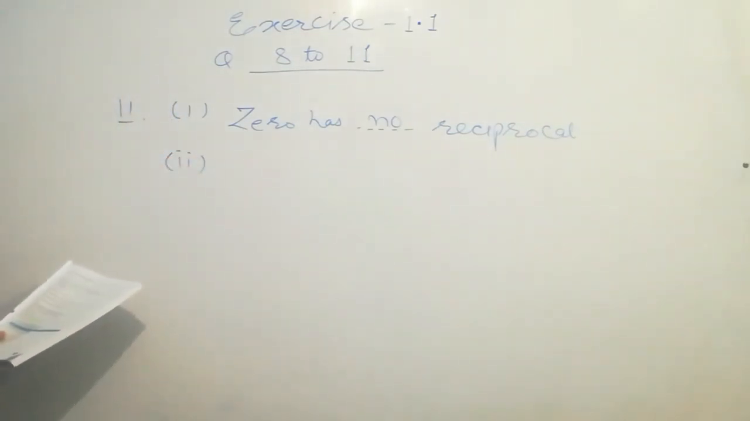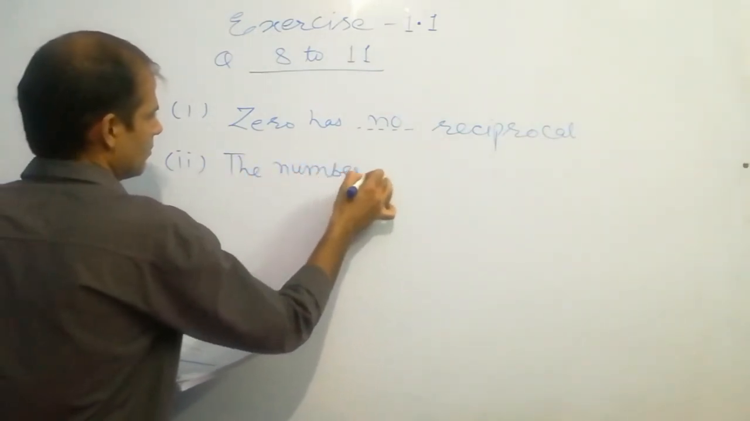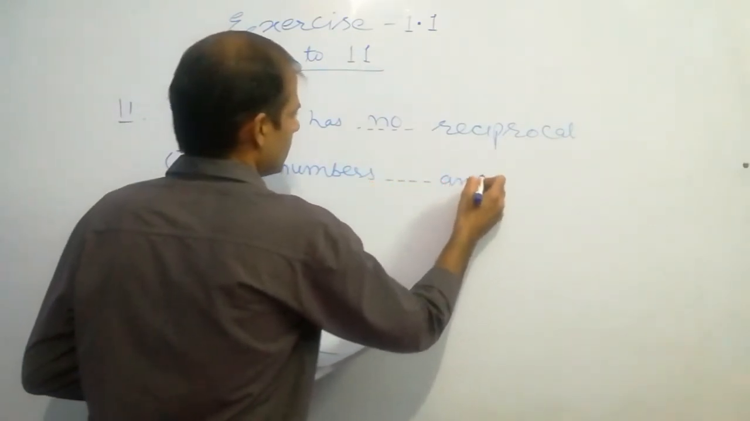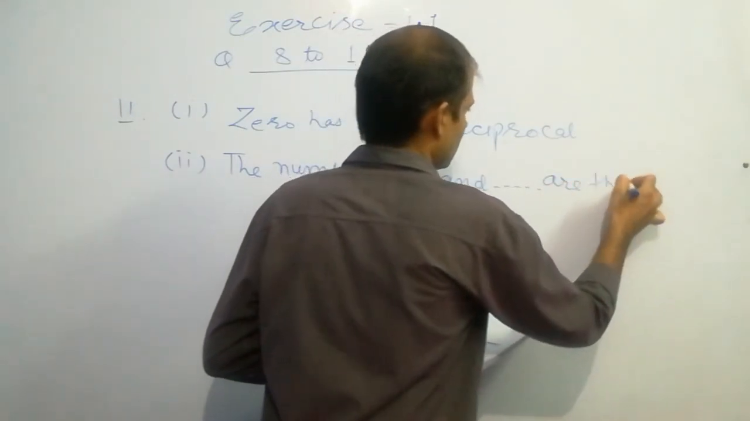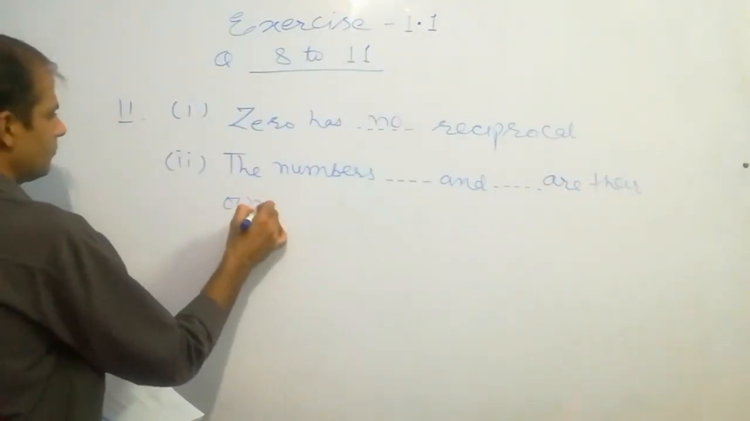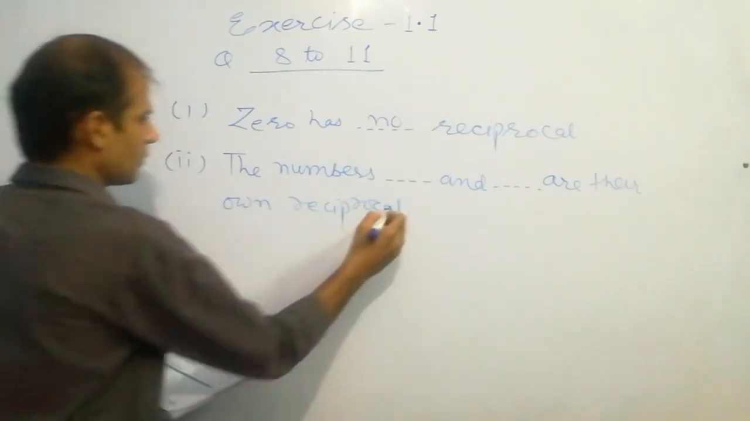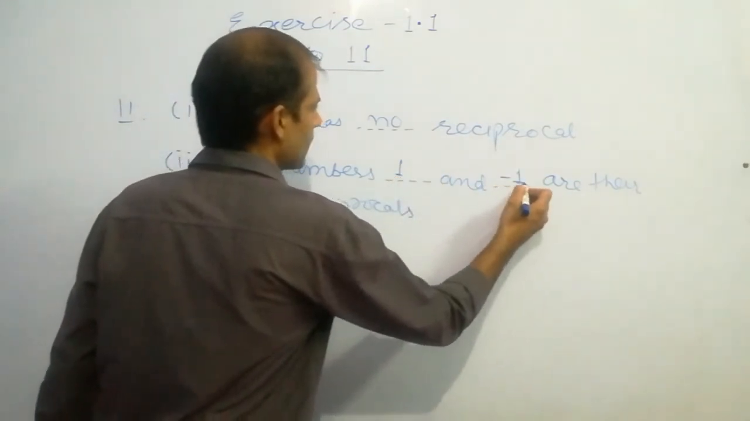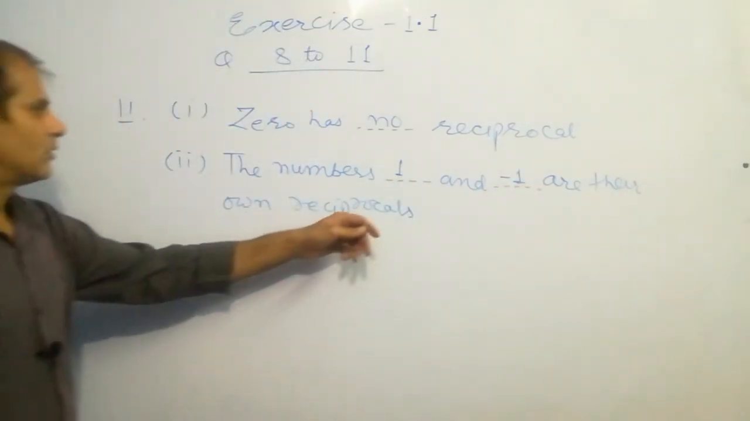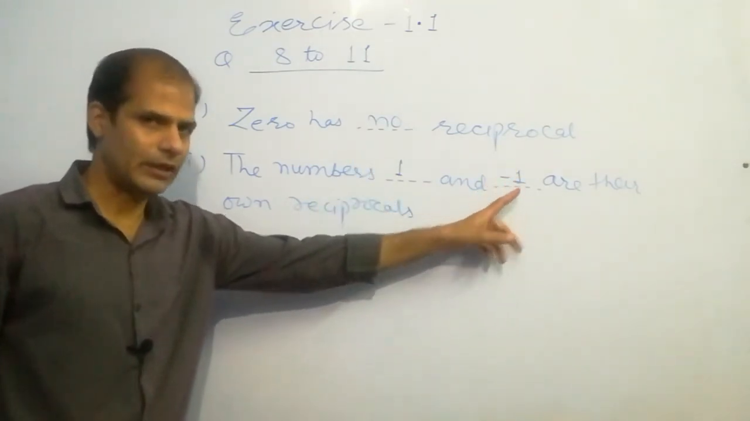Second part, the numbers this and this are their own reciprocals. Again this question is similar to some part of the 10th question, so the answer will be 1 and -1, meaning 1 is the reciprocal of itself and -1 is the reciprocal of itself.